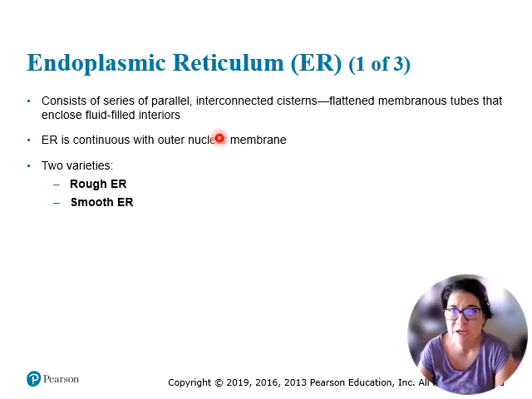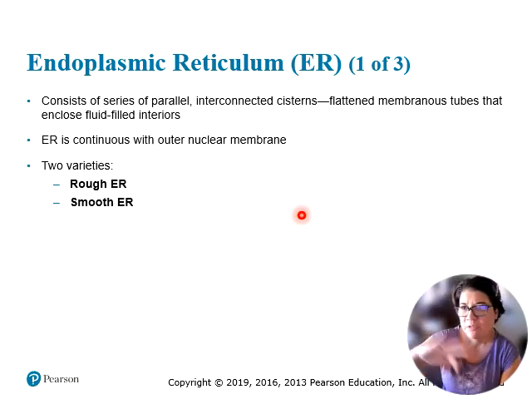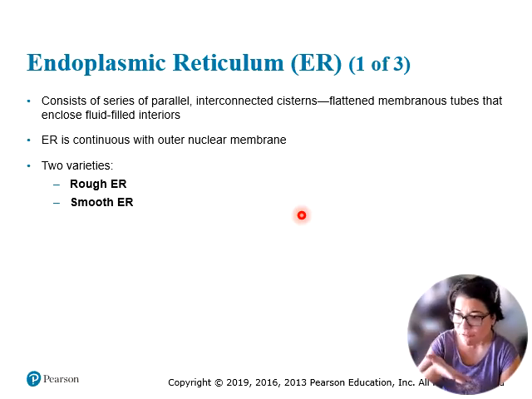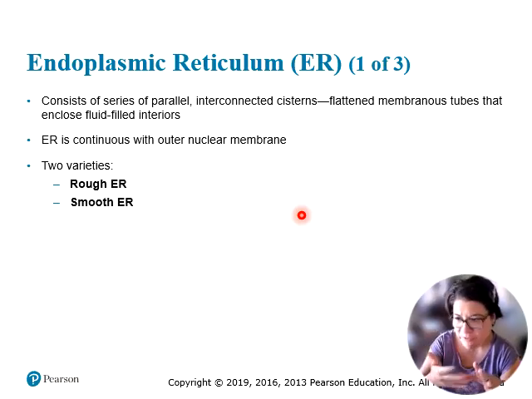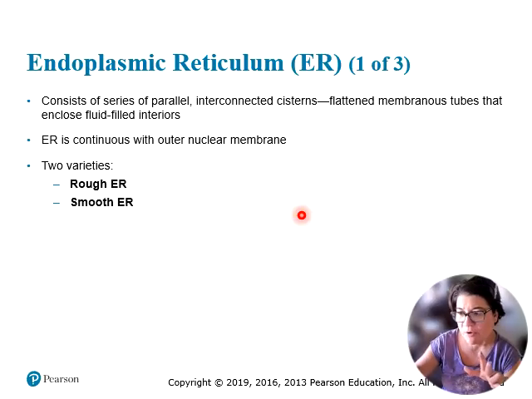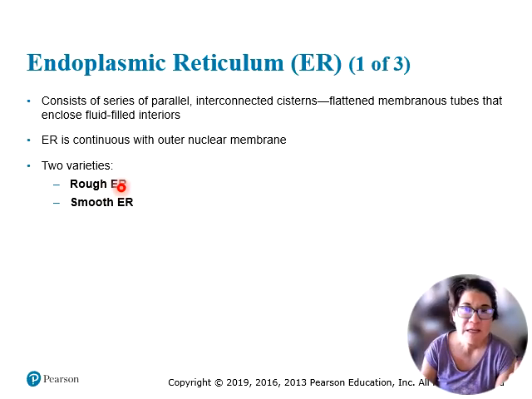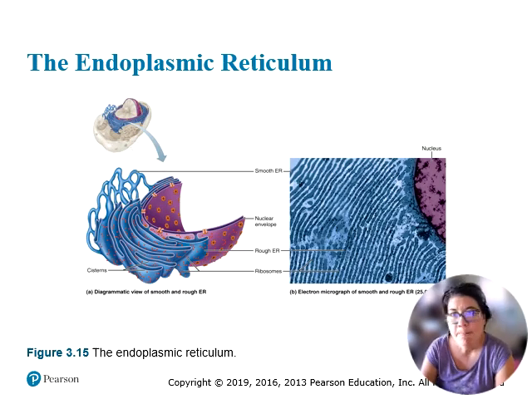And so here's your two types of ER. Your ER is like a whole bunch of flattened, wrinkled membrane, and it's made of membrane. It's just phospholipid bilayer, just wrinkled together. And there's two types. There's the rough ER that has the ribosomes, and the smooth ER does not have ribosomes, and it makes lipids. So the rough ER makes proteins, the smooth ER makes lipids.